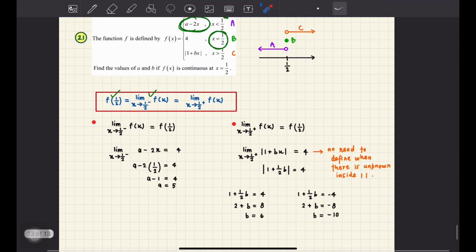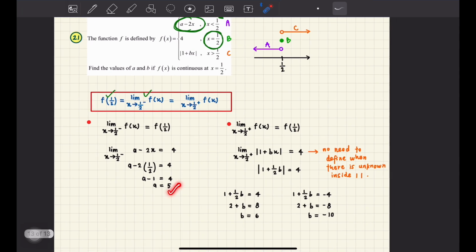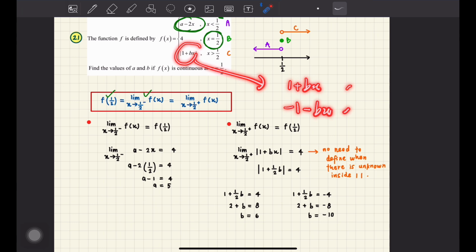Okay, so the value of A, I think you don't have any problem over here. Okay, so I want to focus on this part here. When we use this function to find the value of B, you will have this one. Normally I will tell you to define the modulus. I did tell you, whenever you see a modulus, we directly define it. So the modulus defined becomes 1 plus bx, and the other is negative 1 minus bx, and then at the back you directly get x is greater than or equal to negative 1 over b, and x is less than negative 1 over b.